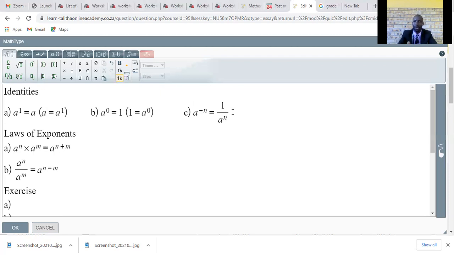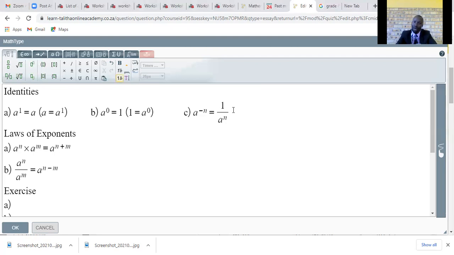And so the third identity is that any number with a negative exponent, okay? You can think of any number with a negative exponent can be written with a positive exponent. Notice the differences here. This time n is positive. Here n was negative. So this time n is positive, but it's now under a reciprocal. So any number with a negative exponent, we can write it as a reciprocal with a positive exponent.